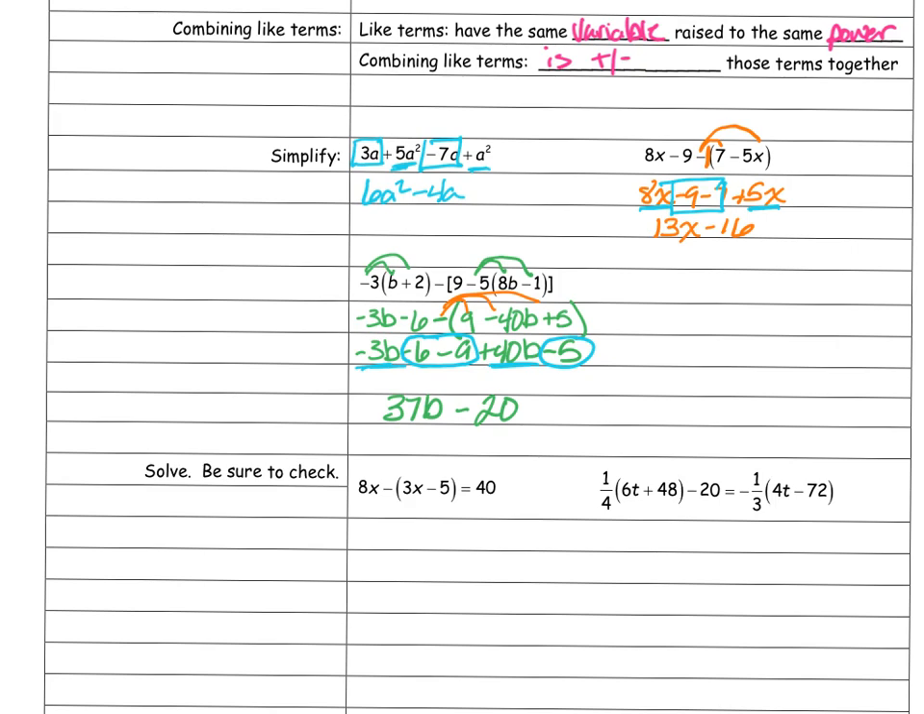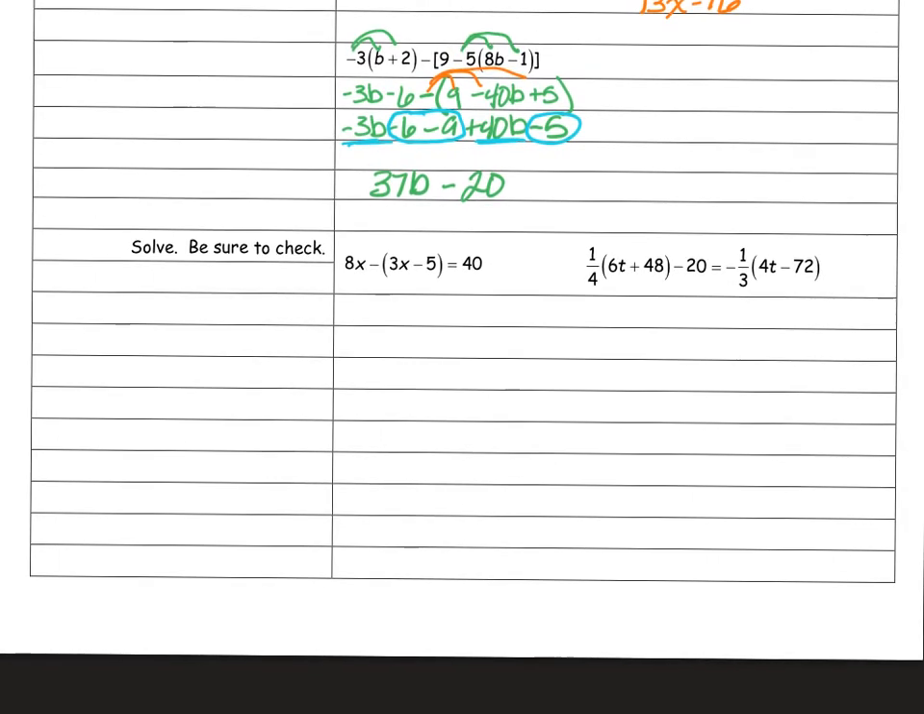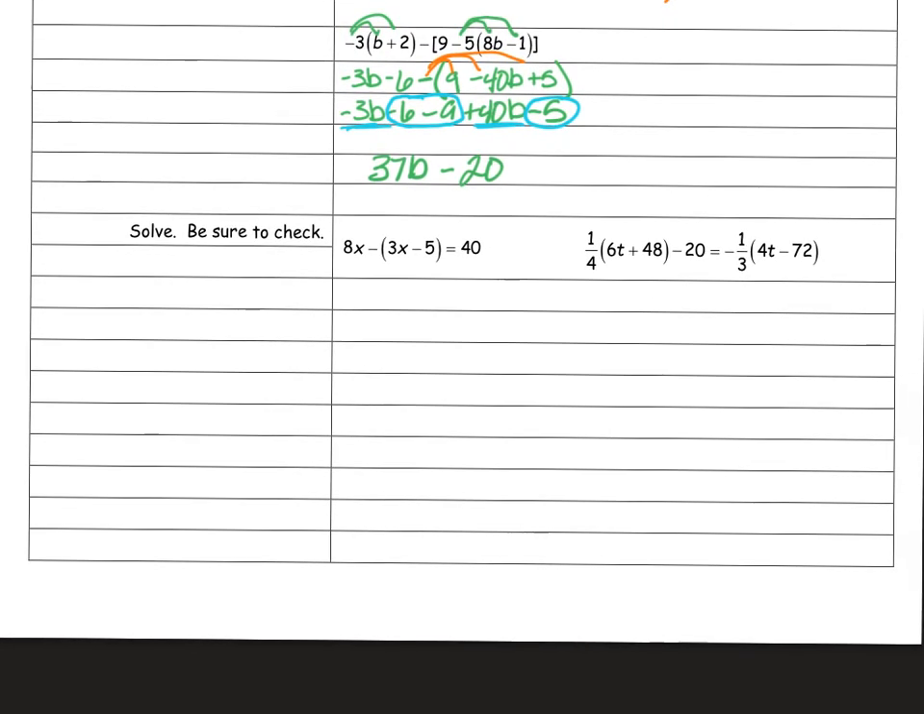So the last two problems say solve, and it says be sure to check. Because if we're solving an equation, we should be able to check and see if we've got our answer correct. And again, I have parentheses, so I'm going to go ahead and distribute that through. So I've got 8x minus 3x plus 5 equals 40. So I want to pause for a second here. I have like terms on one side of my equal sign. So if I could, well, I'm just going to highlight it.